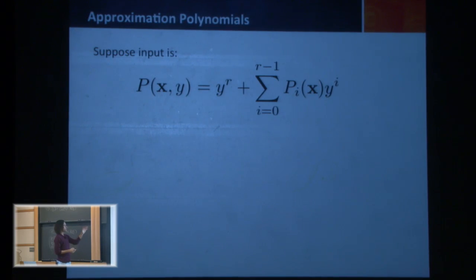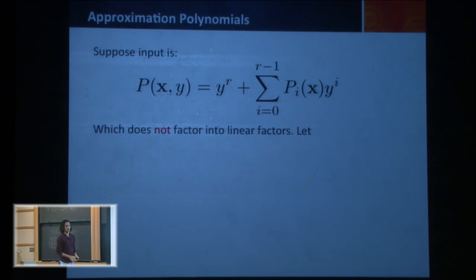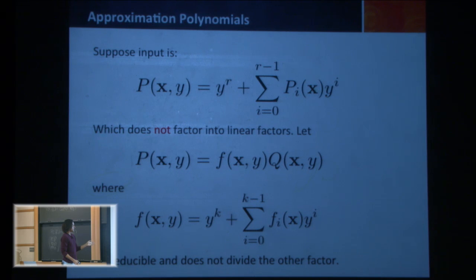Now suppose that our input is a general degree r polynomial in y, and it's monic, but does not factor into linear factors. Now, if P in x,y is equal to f times q, where f is monic because it's a factor of P, is irreducible and does not divide q, suppose we are in that setup, which we can make happen, but let's not worry about it.